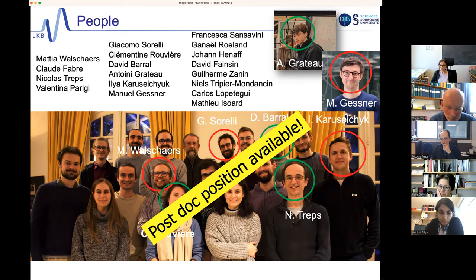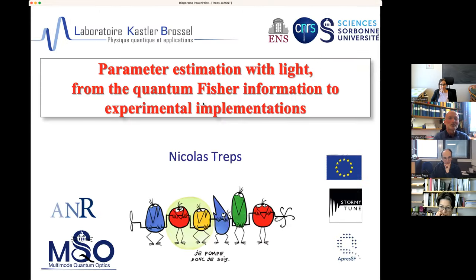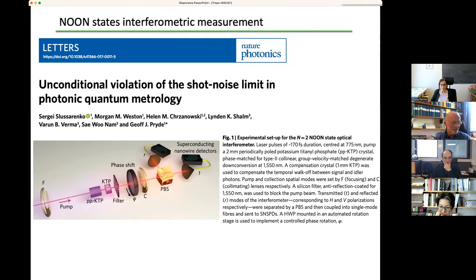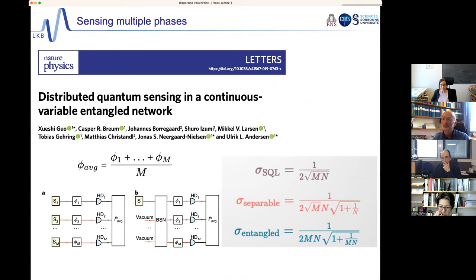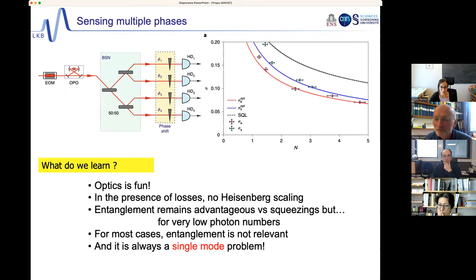You showed some data from Ulrik Andersen's lab in Denmark, and you had this four photon entangled state. I was just curious, I guess it's an experimental question. I'm an experimentalist, but how good is that entanglement? Have you any idea how well these schemes work? So this one here? Yes, exactly.